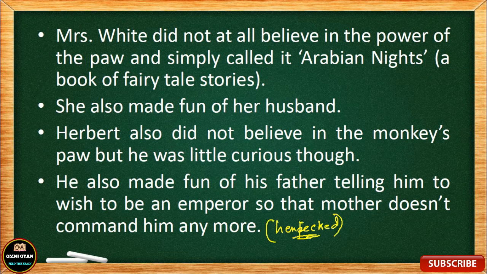So Herbert, the son, tells his father, Mr. White, that father, you wish to be an emperor. आप जो है बादशाह होने की wish कीजिए, so that mother does not order you anymore. You will no more be henpecked. आप जोरू का गुलाम बन के नहीं रहेंगे, क्योंकि मम्मी आपको बहुत डांटती है. Mother scolds you too much, so you wish to be an emperor.